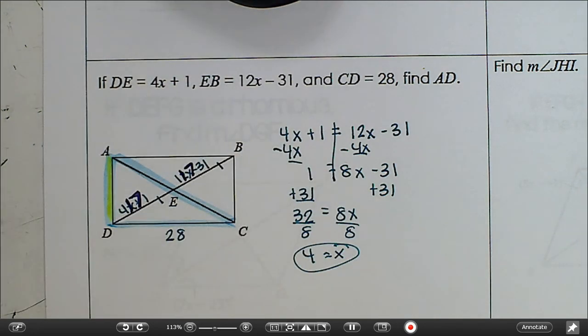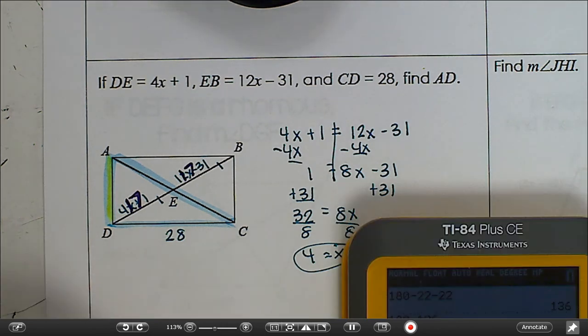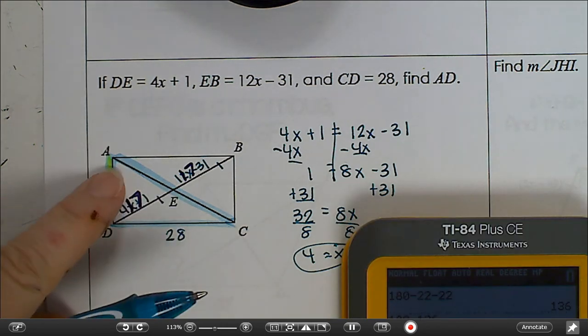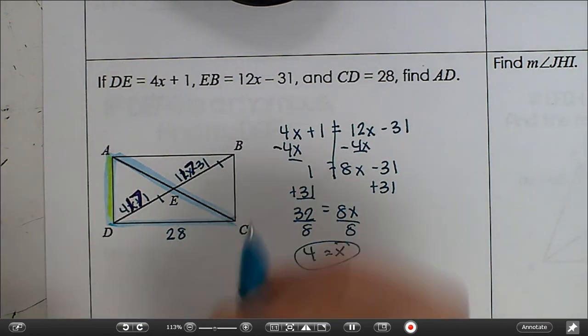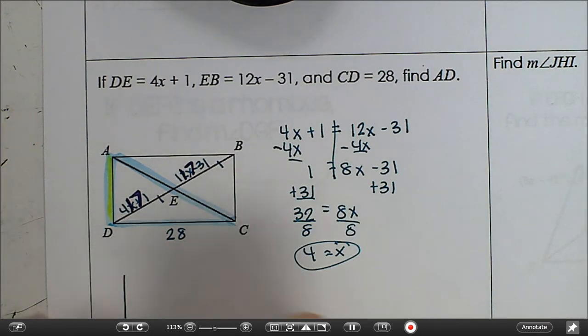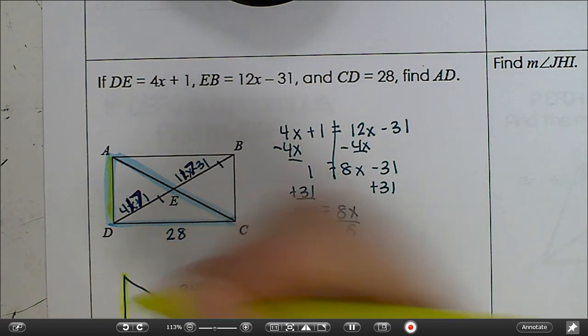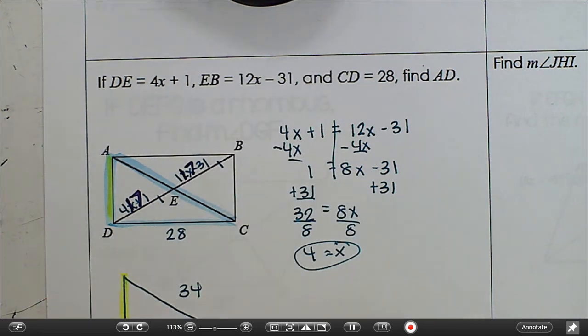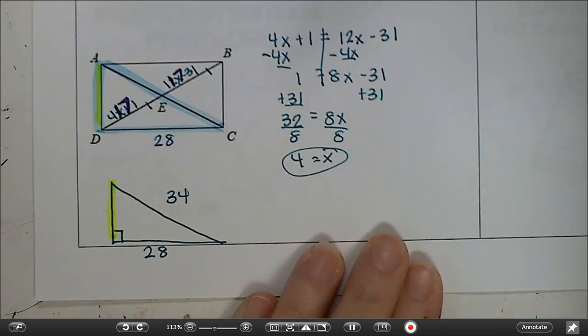So I'm looking here at this triangle. This is what my brain is thinking. You might go about this differently, and that's totally fine. So 17 plus 17 is 34. So I really have this triangle here. I know this is 28. I know this is 34. And I'm looking for this. I also know that this is a right angle. So can you see what to do?